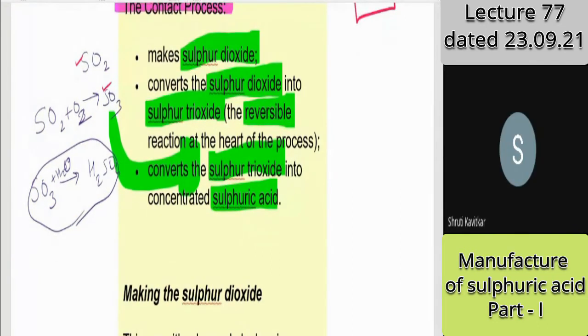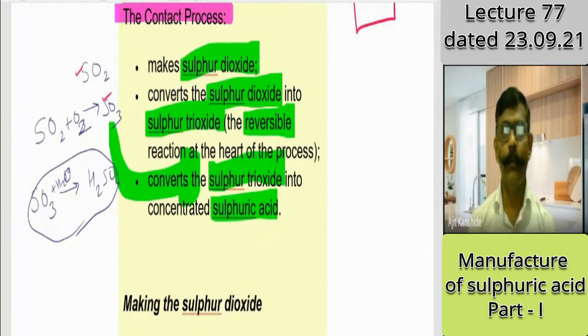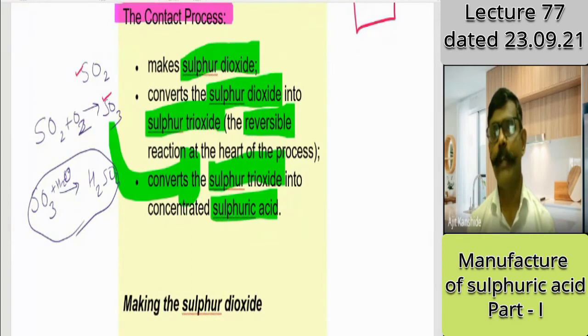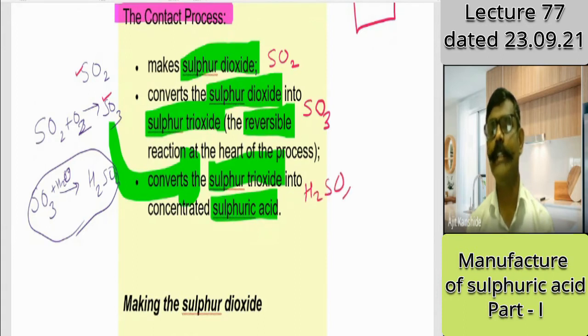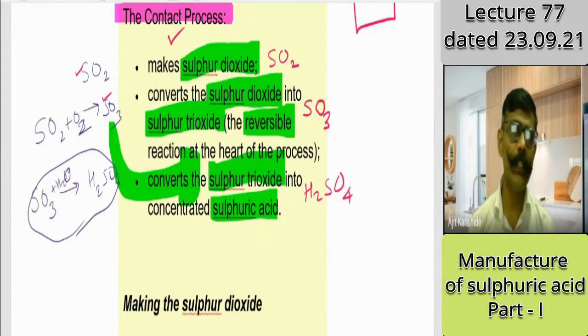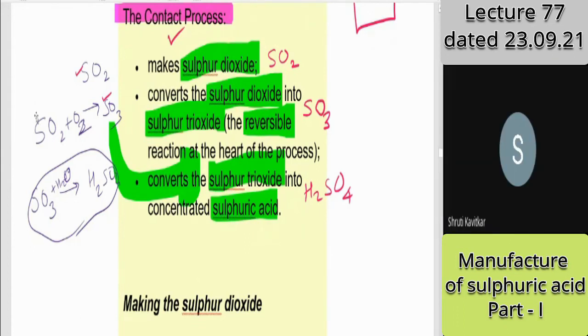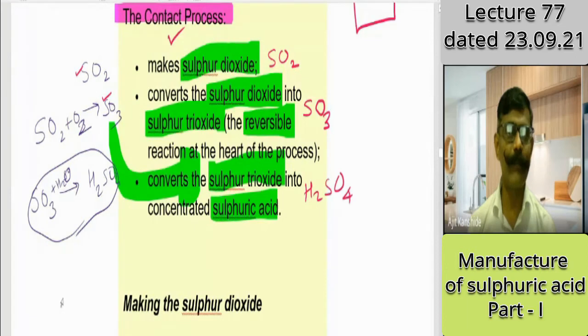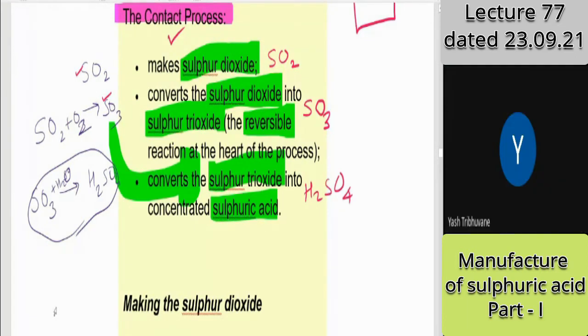Okay, I repeat. First point is manufacture of sulfur dioxide. Second point is manufacture of sulfur trioxide. And third point is conversion of sulfur trioxide to H2SO4. These are the 3 points in the contact process. Are these 3 points clear? Yes, sir. I want replies from others also.